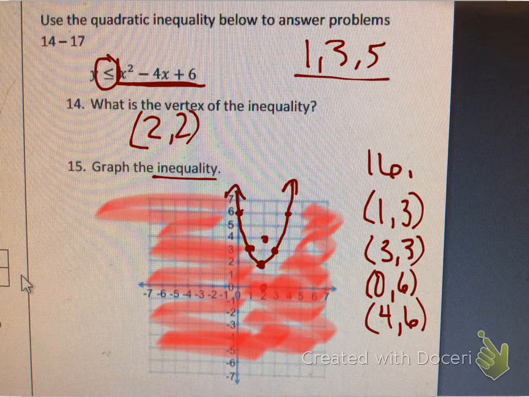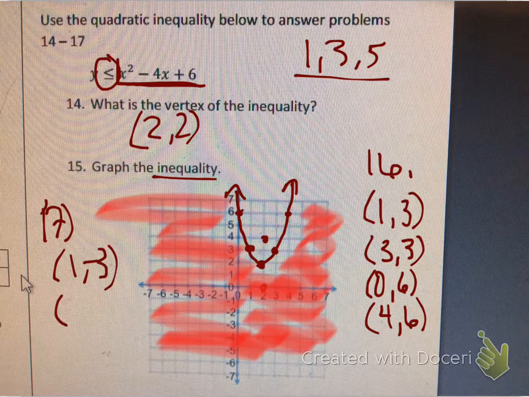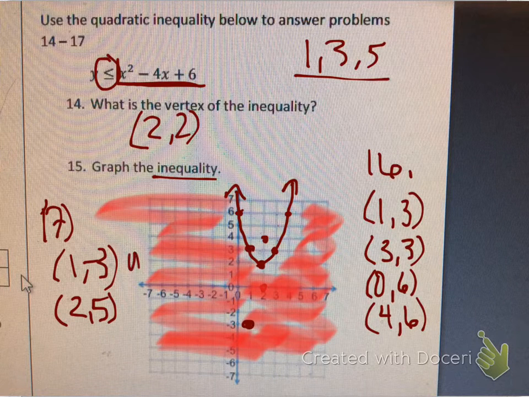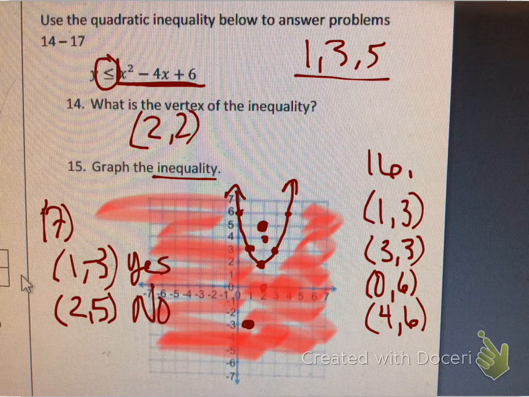Okay, and then problem number 17, I'll put 17 over here. Problem 17 asks, are the points 1, negative 3, and 2, 5 solutions? Okay, well, 1, negative 3 falls right over here. Wait, that's the wrong number. Let's try that again. 1, negative 3 is right here. Is that in the shaded solution area? Yes, it is. So your answer is yes. Is 2, 5? 2, 5 is right here. Is that in the solution area? No, it's not in the shaded area, so the answer is no. So those questions should be fairly easy if you graph correctly. And that's kind of how those questions go.